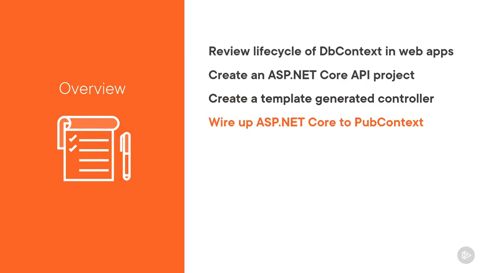Next, we'll need to wire up the API with the PubContext. That way, EF Core can benefit from some of the great features of ASP.NET Core. And this also gives us a chance to remove some code that we won't need anymore. A really important lesson in this module will be to learn how to combine data transfer objects and entities in your controller methods. This will be an important refactoring of the code that's generated by the template.